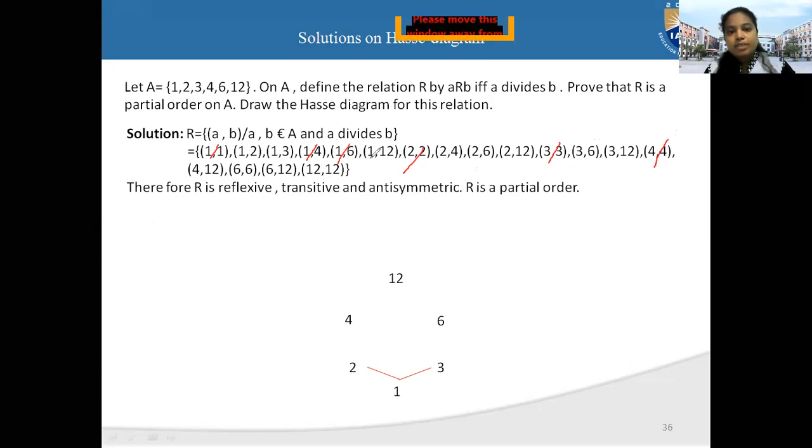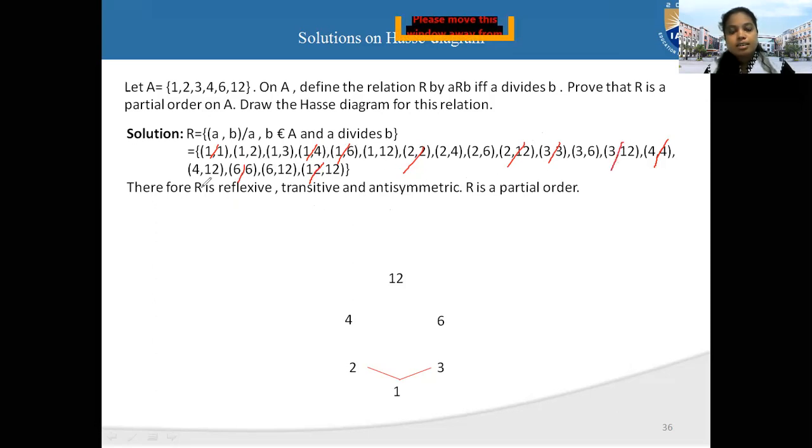Next you have to write 1 comma 12 is there. Next 12 comma 12 is there. Okay, you have to remove 12 comma 12. Next 6 comma 6, that is reflexive, right? You have to remove. And 2 comma 4 is there. Next 4 comma 12 means 2 comma 12, is it there or not? Yes, you have to remove that. Next 3 comma 6 is there. Next 6 comma 12 is there. Means 3 comma 12. There might be a relation. Okay, you have to remove that.